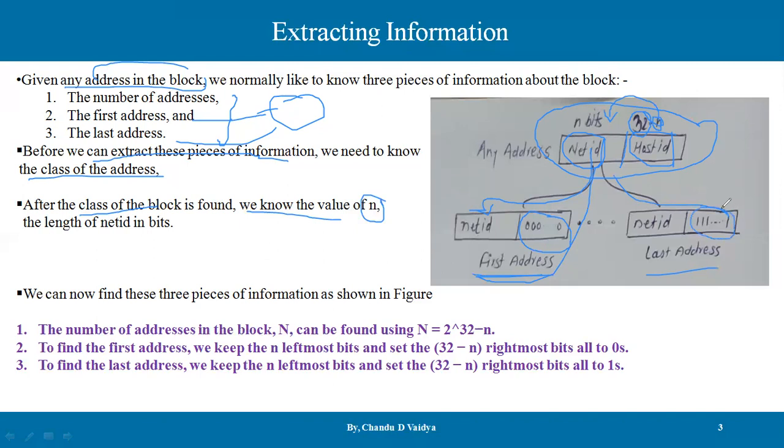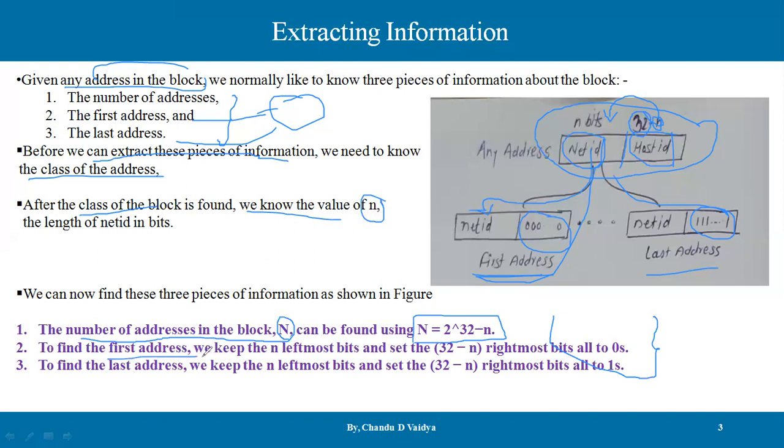So let's apply this concept over the numericals. Before applying the concept over the numericals, we have to discuss three formulas for the three pieces of information. The very first is to calculate the number of addresses in a block. We have capital N, and capital N can be found using the formula N = 2^(32-n). We'll put the value of n in later on.